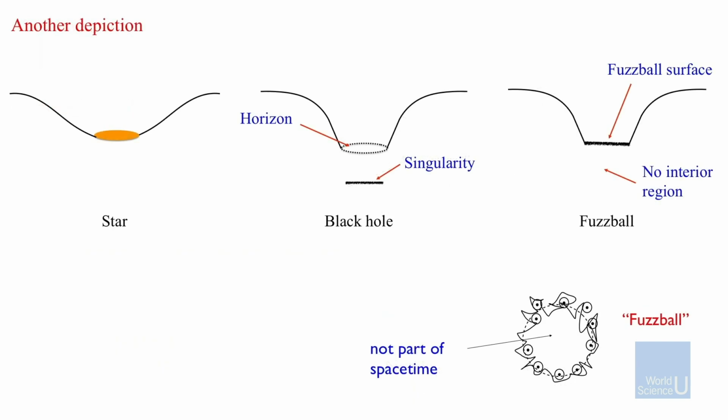So here's another depiction. If you just had a star, it bends space-time a little bit, curves it. The normal picture of a black hole was that you get a horizon, it tears a hole in space-time, and there's a singularity inside. But now actually the horizon never forms. The whole thing ends here. There's no inside region. It's just like the surface of a star. It sort of just ends here.